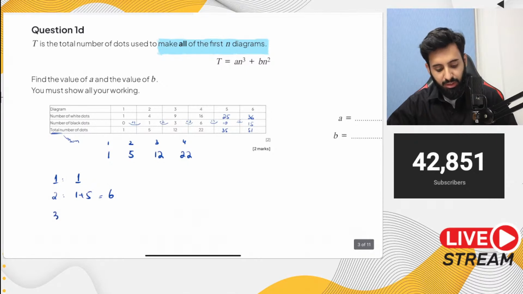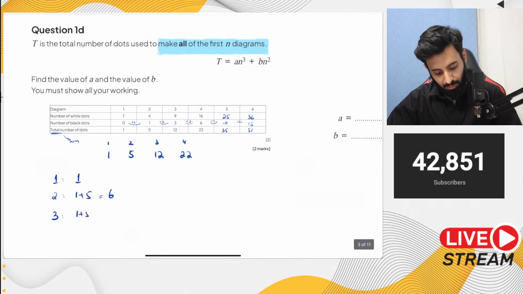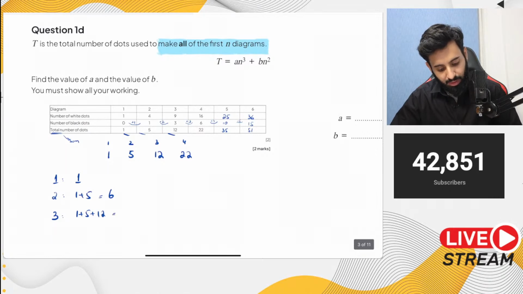And then the number of dots required to make the first 3 diagrams, all 3 of them. So that would be 1 plus 5 plus 12. So what's that equal to? That's equal to 18.